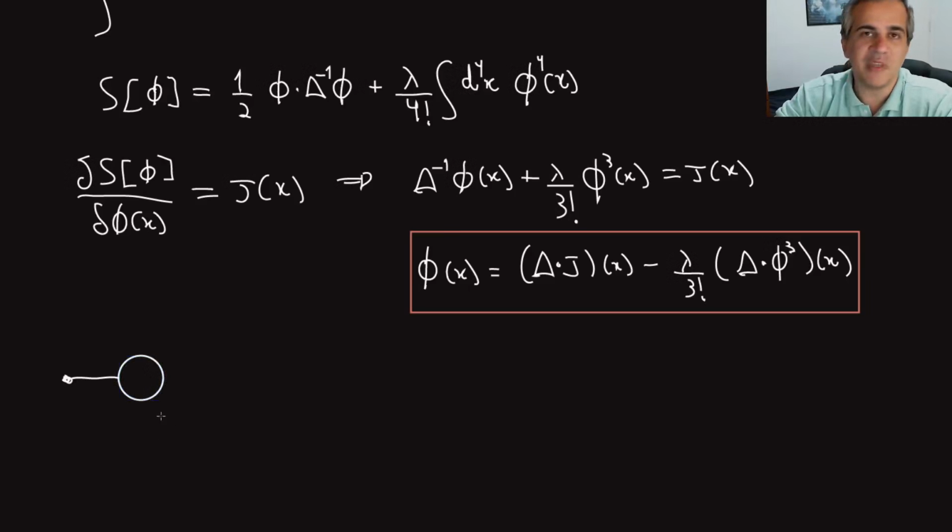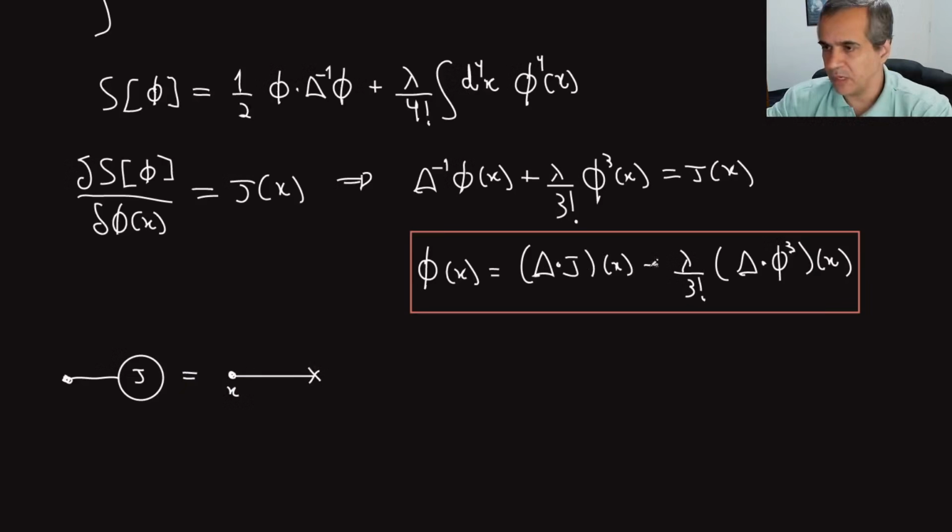I mean, they both coincide. It's also the VEV in the limit where h bar goes to 0, right? But in the presence of sources, this is what I'm calculating here. In terms of diagrams, this term is just a propagator from x to the source, and this term is just minus lambda. I can omit this 3 factorial because that's a symmetry factor.